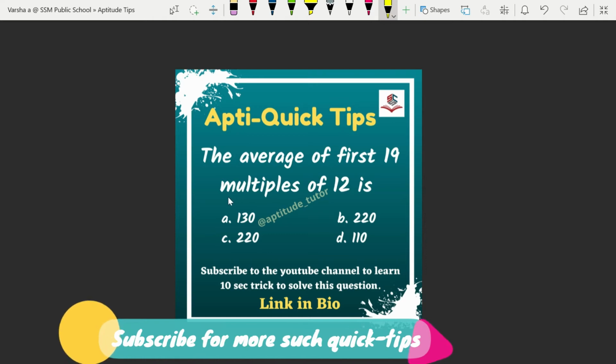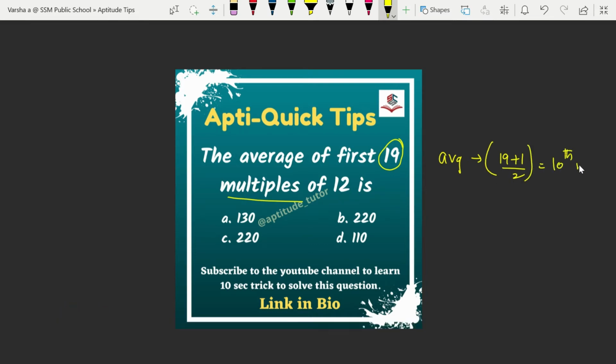So basically we have multiples of a number and we have an odd number of multiples. That is, 19 multiples of 12. So the average is the middle number, which is (19 plus 1) by 2, the 10th number. The 10th number is the middle number, and since we talk about the first 19 multiples, the average is 10 into 12, that is the 10th multiple of 12.